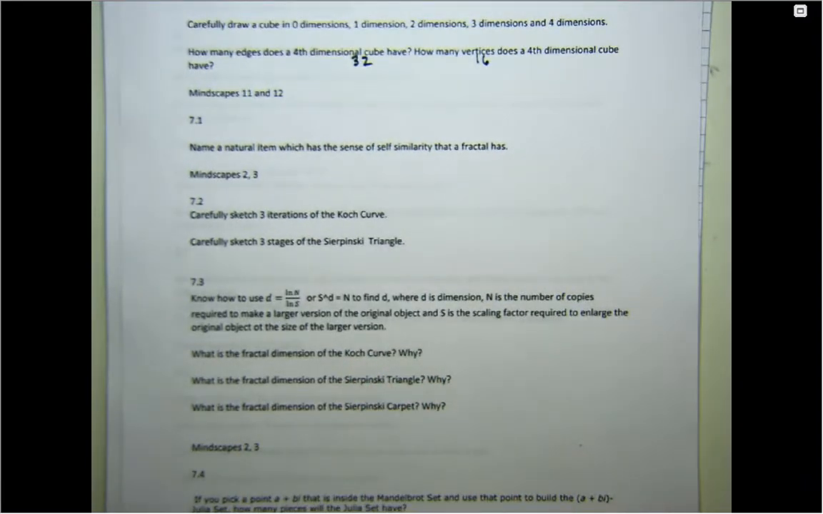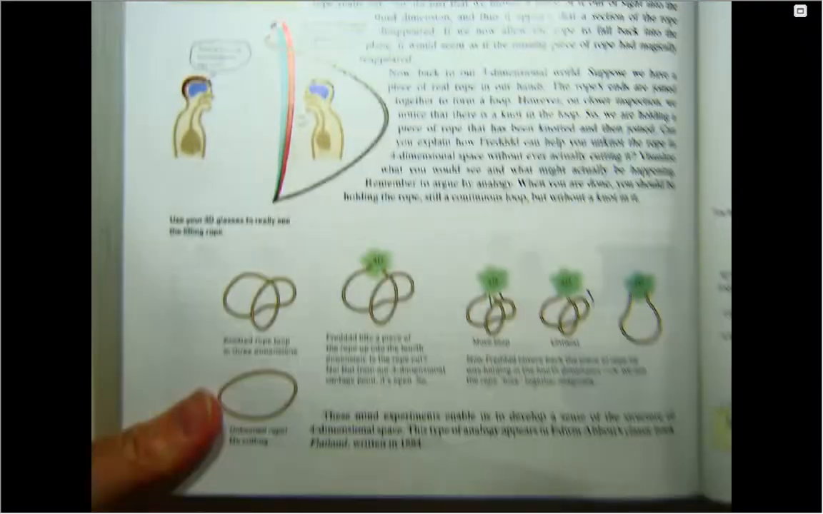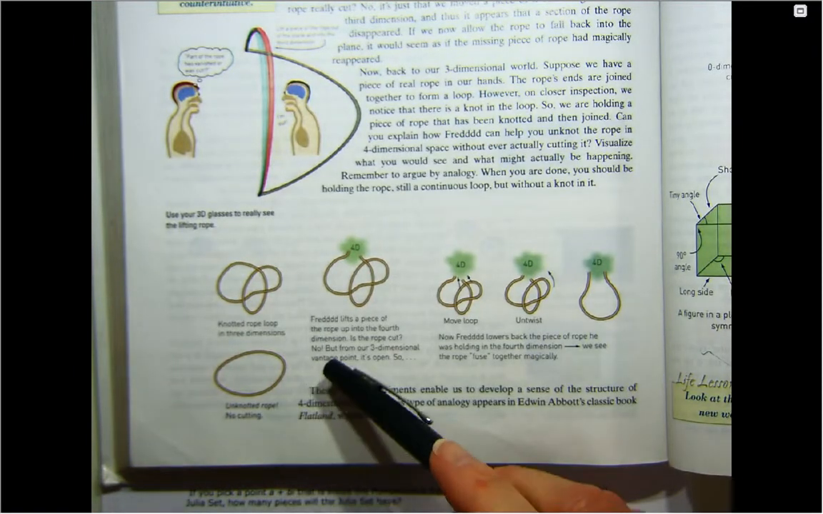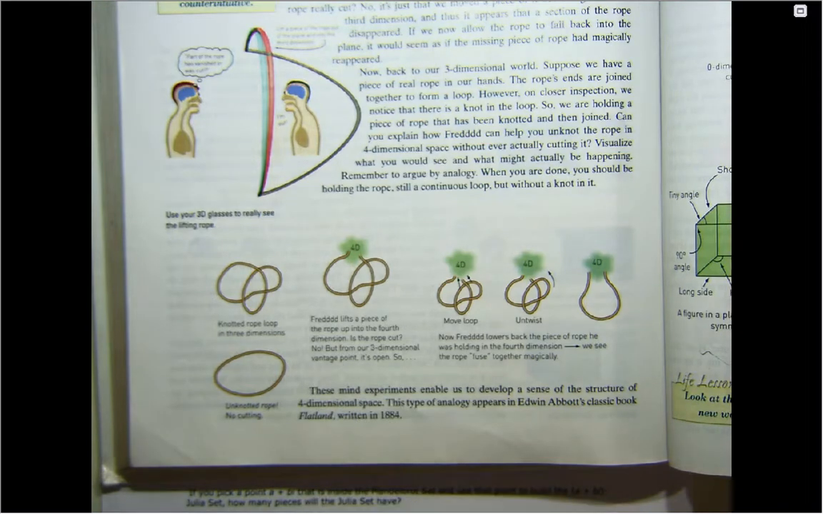Mindscapes 11 and 12 were to separate either some loops or some knots using the 4th dimension. Did you get to that one? Mm-hmm. Here's an example right here. So there's this knot, and we can use the 4th dimension to unknot it, or if we had loops linked together, we could unlink them by lifting a piece of the rope into the 4th dimension.